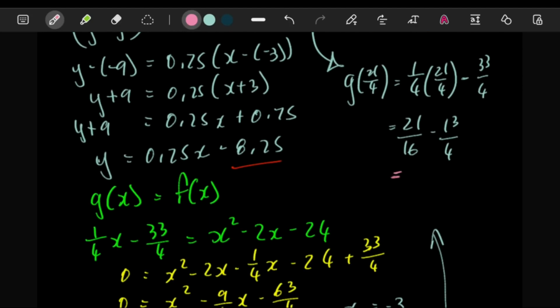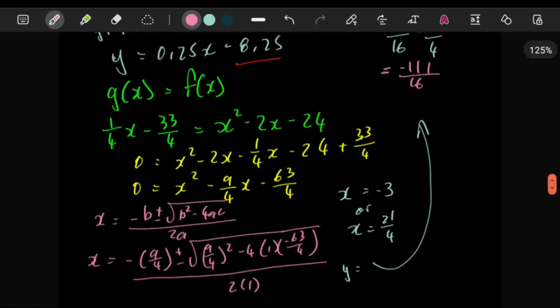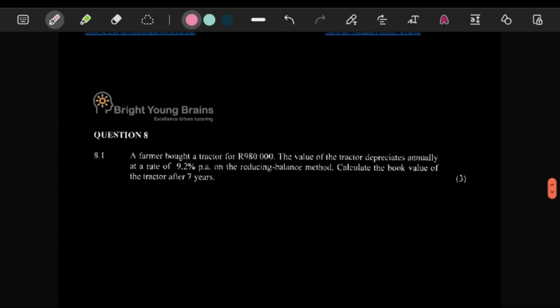So let's see what this gives us in the calculator. So in the calculator, this is giving us negative 111 over 16. There we go.